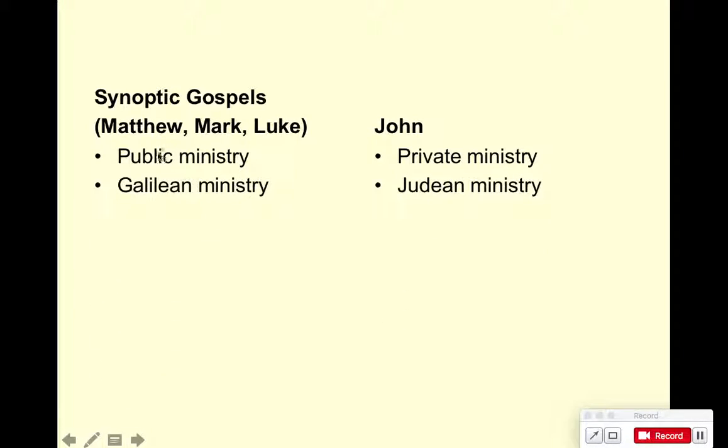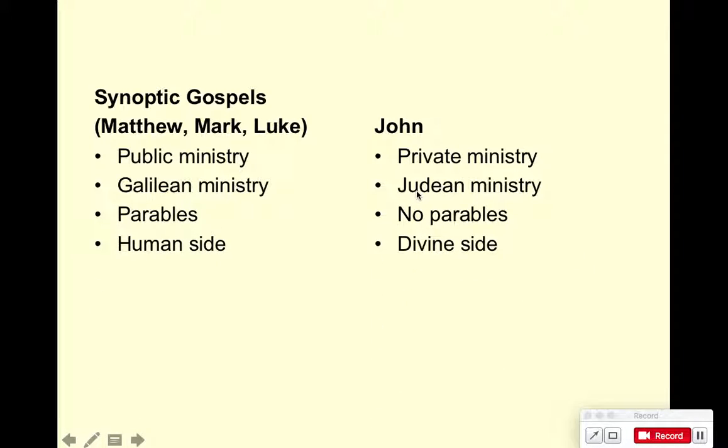Also the region. Matthew, Mark, and Luke focus on the Galilean ministry, Jesus' ministry up north. John focuses on his Judean ministry, southern. Matthew, Mark, and Luke have the parables: the parable of the sower, the parable of the lost coin, the parable of the lost sheep, the parable of the prodigal son. John, no parables. There are no parables in the Gospel of John.